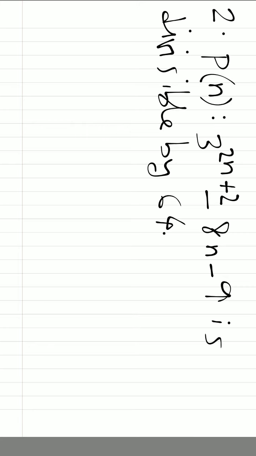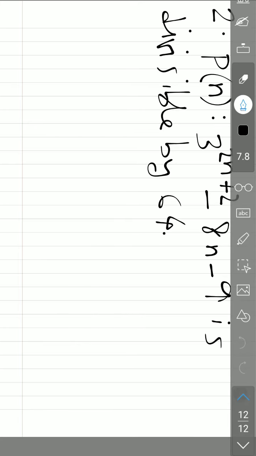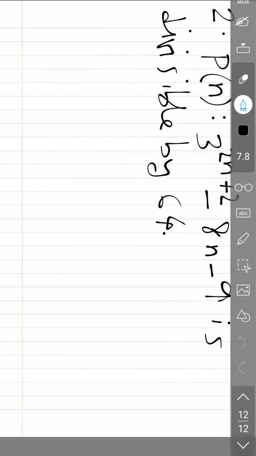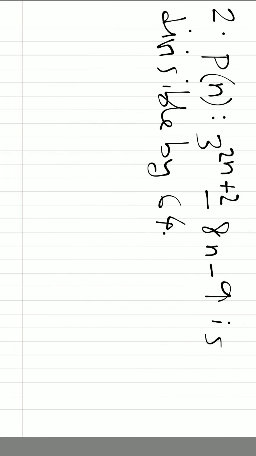So this is a different kind of problem. In the previous one it was a sum of a series that we have to prove. Now here we are having a divisibility type problem. That is, some expression of n is always divisible by a fixed number. So what is the meaning of P1 here?